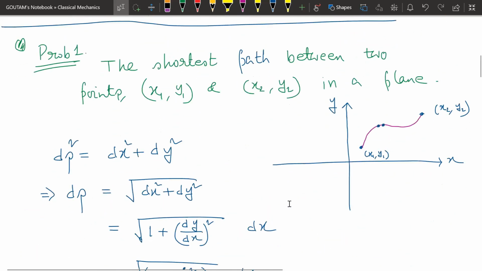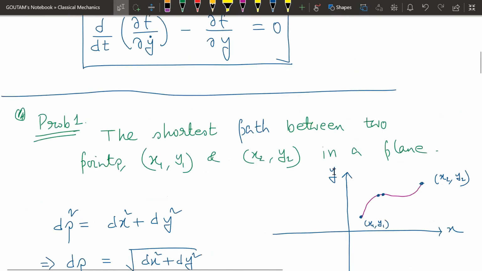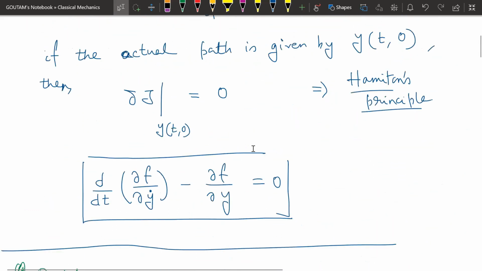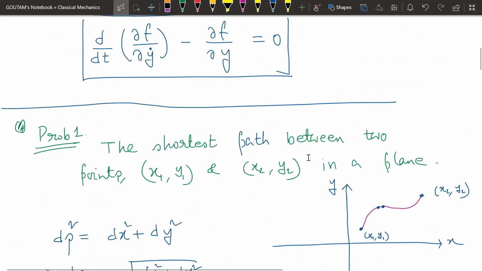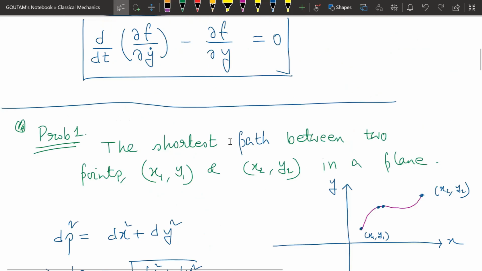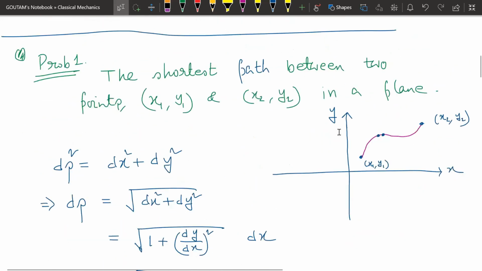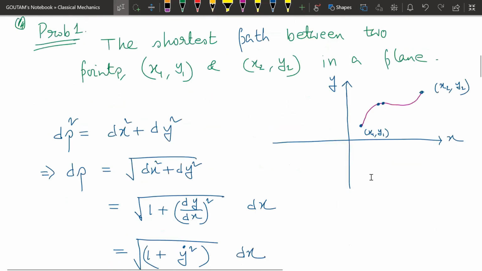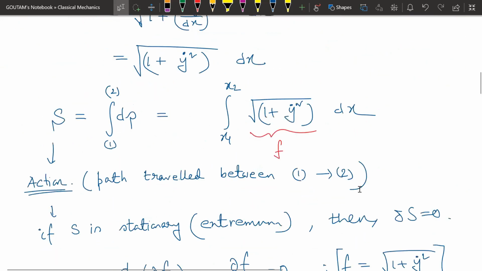To show minimum, we need to go further. We need to take another derivative of this action to really show that it's a minimum value. At the point where we get this extremum, if we get a negative value, then we can call it a maximum. If we get a positive value of this second derivative, then we will call it a minimum. So here what we are doing is not exactly calculating the shortest distance. We are actually calculating the extremum distance.